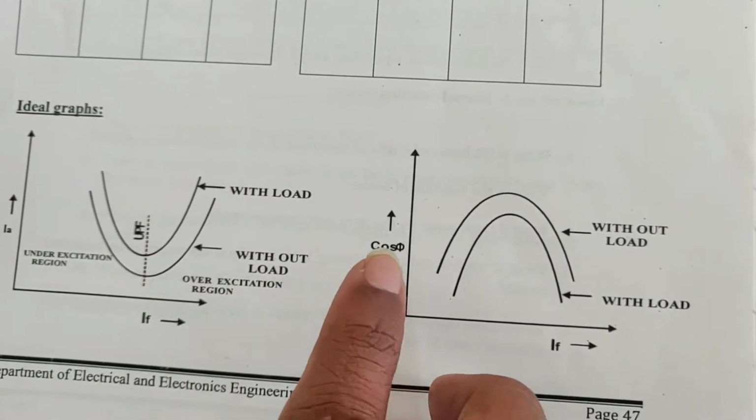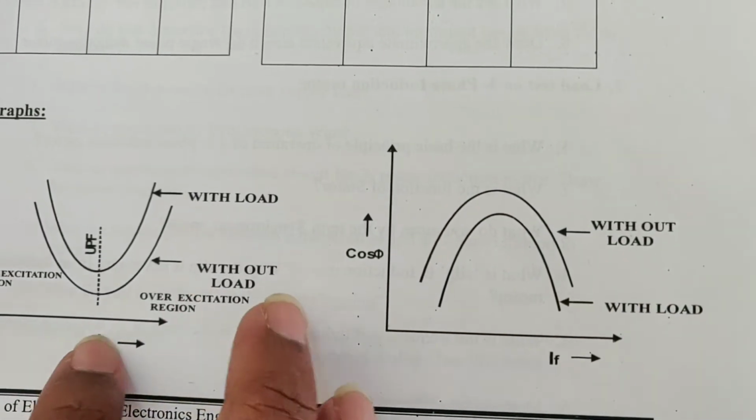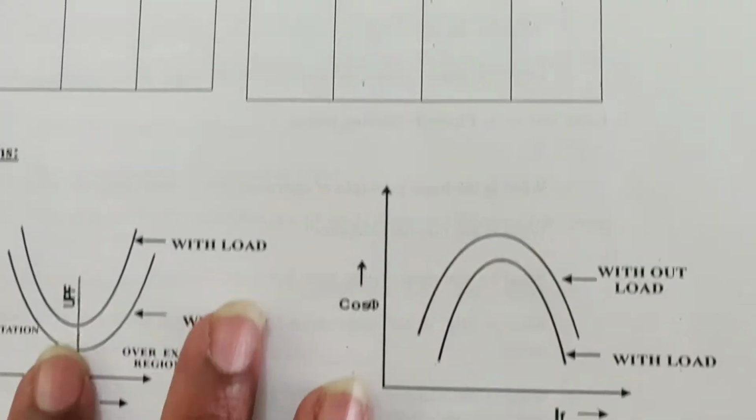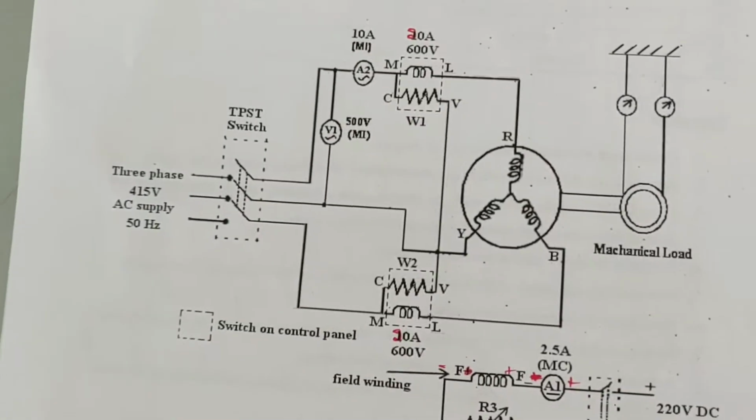And then if you plot the power factor of the synchronous motor versus excitation, you will get an inverted V. So these two curves have to be plotted after conducting this experiment. That's the main objective. So in order to do so, first you should go with this circuit diagram.